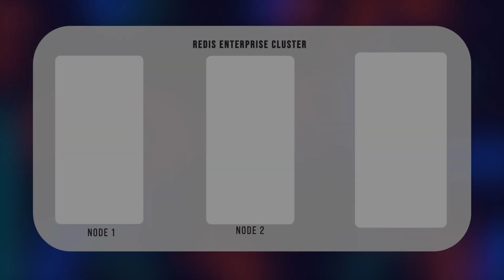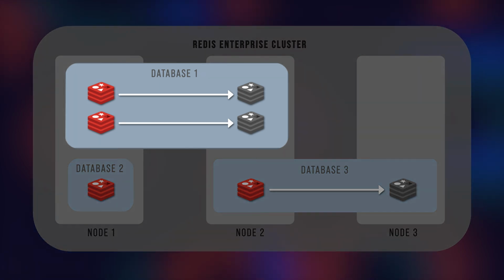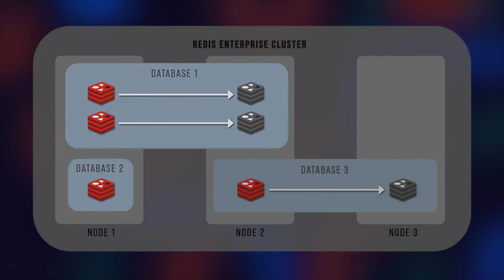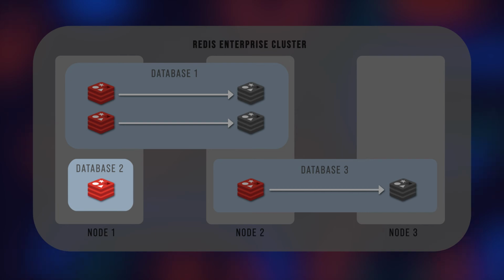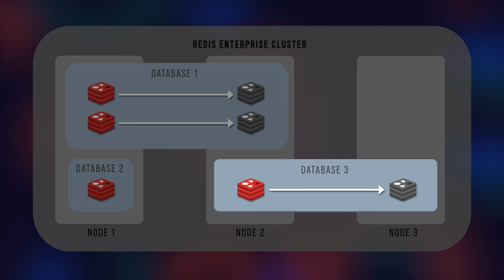Here's a look at 3 databases on 3 different nodes. Database 1 has 2 primary shards on node 1 and 2 replica shards on node 2. Database 2 is a single sharded database on node 1 and it doesn't have any replicas. And database 3 is a single sharded database with its primary shard on node 2 and its replica on node 3.